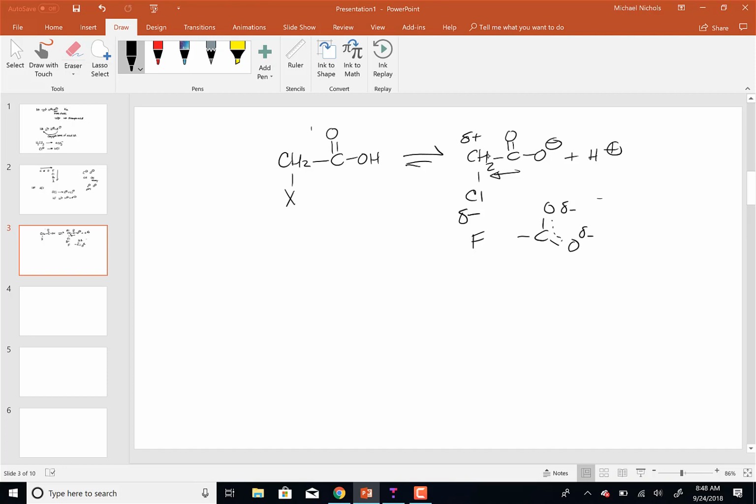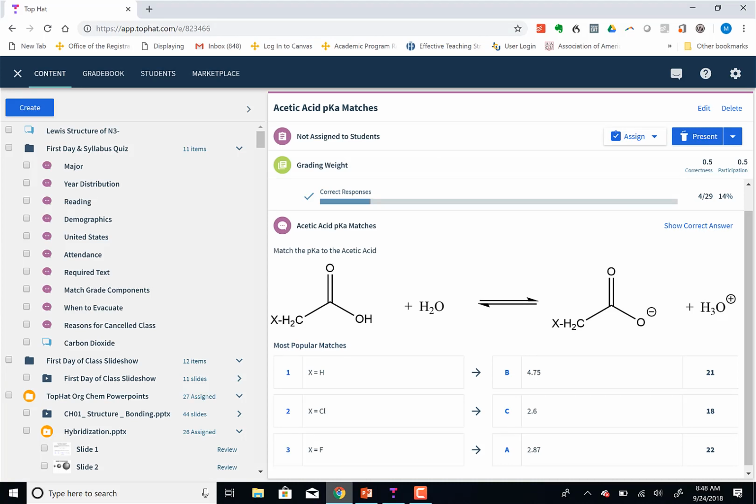So if we go back to that problem then, the acid with the lowest pKa should be the one with the fluorine, then chlorine, then hydrogen. So this is what's called an inductive effect. The electronegative atom is able to stabilize the base because it's pulling the electron density away from the carboxylate.